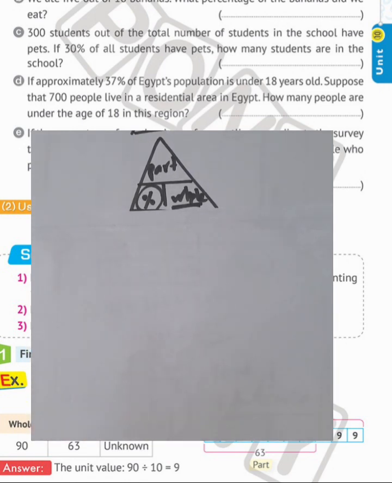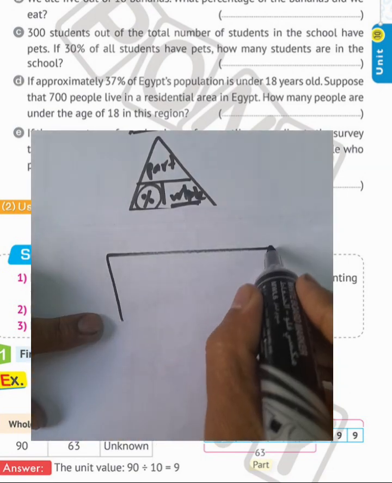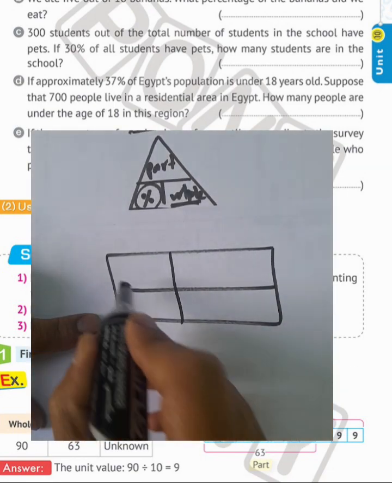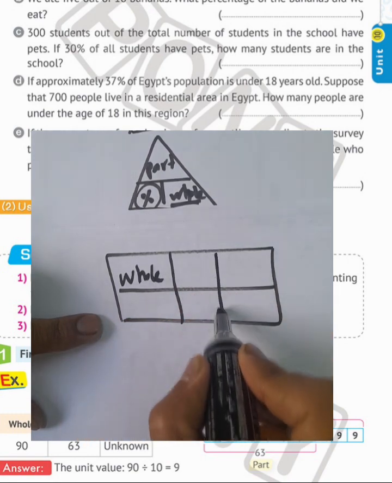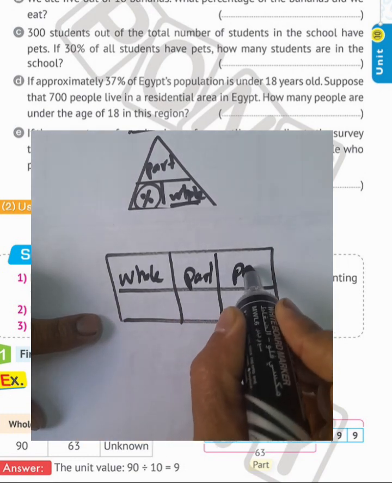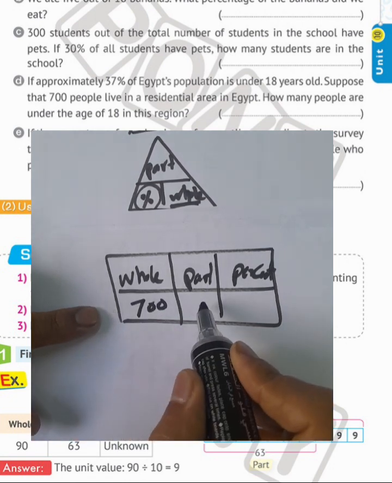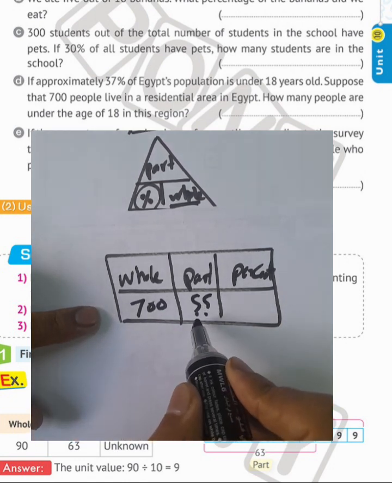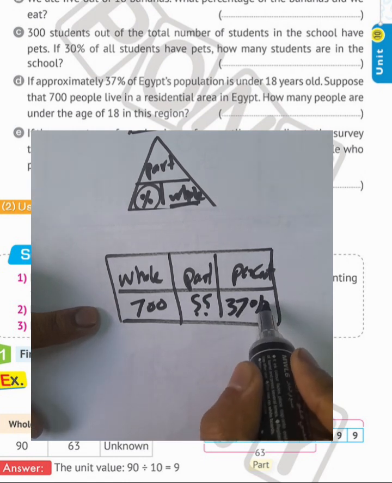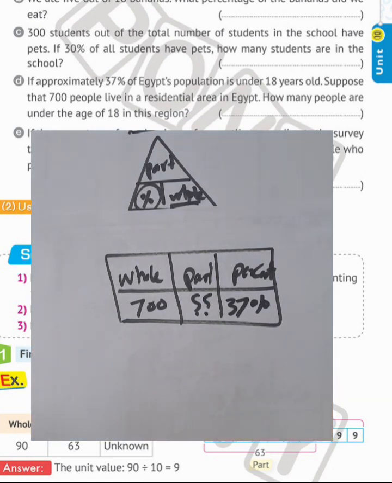Then he gives us the total. Then you can draw here the total. Right, first whole, and second part, and here percent. Okay, the whole number was 700, and he wants us to find the part, and gives us the ratio, 37% of Egypt's population is under 18 years old. Suppose that 700 people live in this part of the area in Egypt. How many people are under the age of 18 in this region?